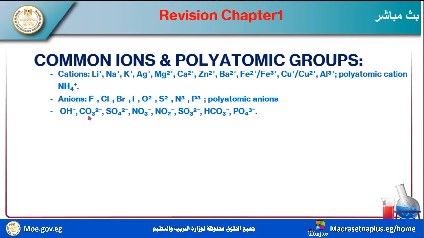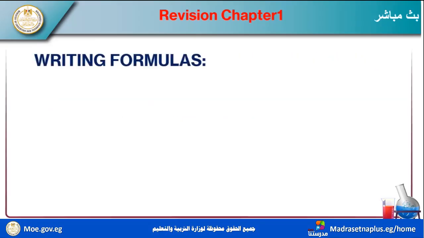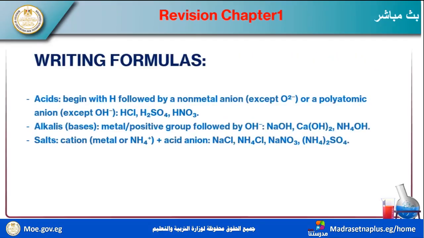Well, what is the meaning of this sign here above these polyatomic groups? This is negative: -2, -2, -1, -1, -2. This is the charge of these polyatomic groups. Now we have examples. You must memorize these examples to write a good molecular formula, and you can calculate the molar mass for these examples. Okay, writing formulas. How can you write formulas?